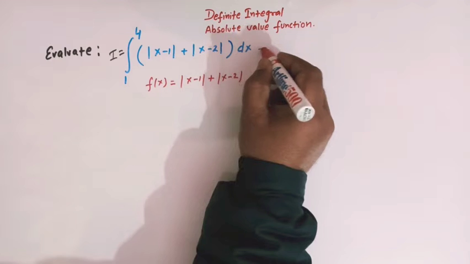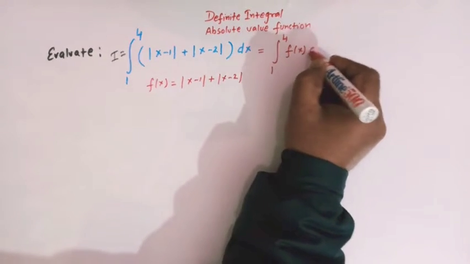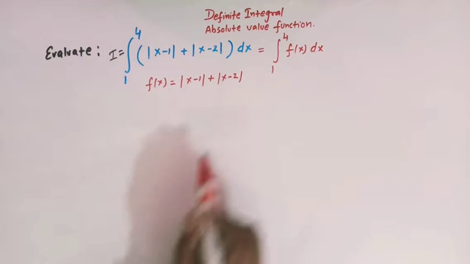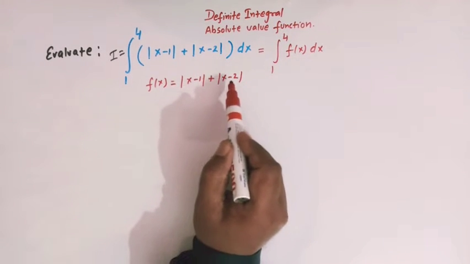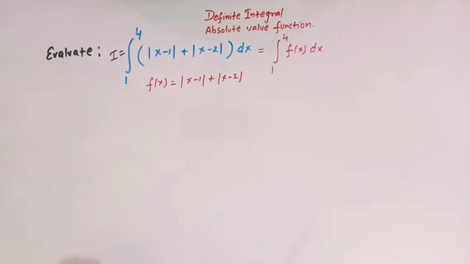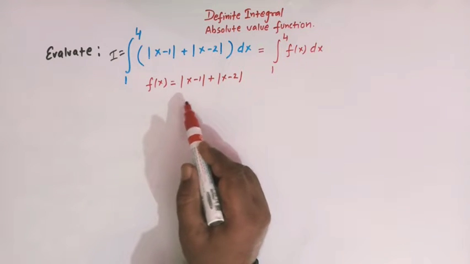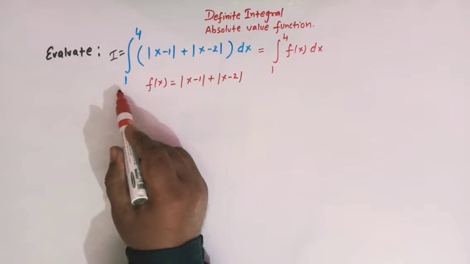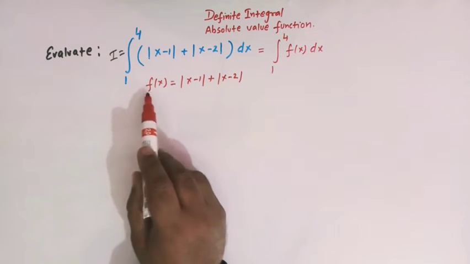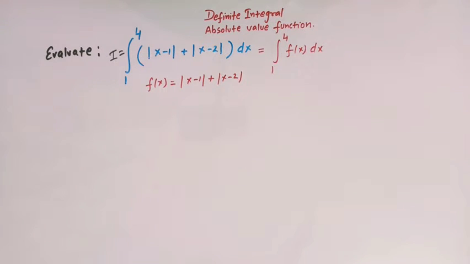And now this integral I takes the form 1 to 4, and here we have f of x dx, right? Okay, now in such problems we should always try to write this function f of x as a piecewise function, right? It means this function f of x must be split into sub functions, or two or more functions in different intervals, right?